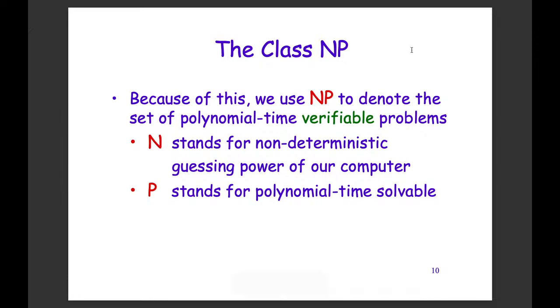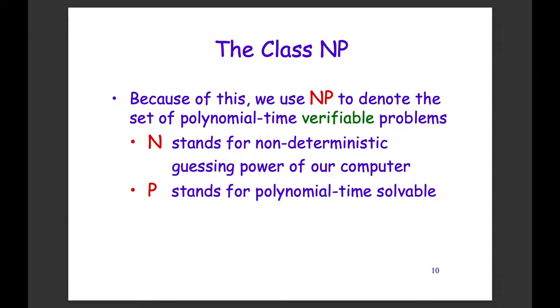So what is meant by the class NP? NP is the collection of all the polynomial time verifiable problems. Why is it related to P? Because the checking part is in P, right? And then what is N? N doesn't mean not. N here means non-deterministic guessing power. Whenever we define an algorithm, usually our algorithm is called a deterministic algorithm because it will carry out our instructions one by one. Every time it does the same thing on the same input, right?